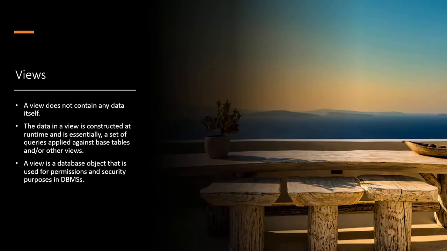The next table type to consider is a view. People have often heard of views, and that's probably one of the most common things that people use. A view doesn't contain any data. It's not a table that's stored, but a view is constructed at runtime and is essentially a set of queries applied against either base tables, views, or both. A view is a database object that's very frequently used for security purposes or permissions. So someone might define a view and then give several people access to that view through their permissions.